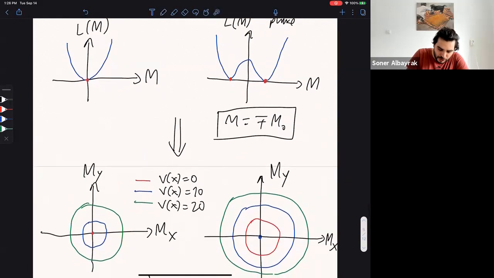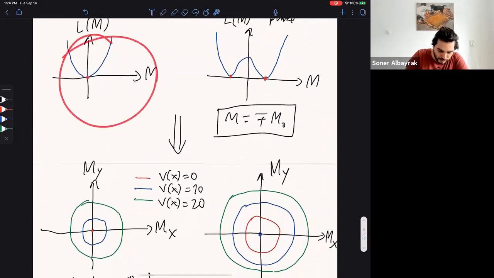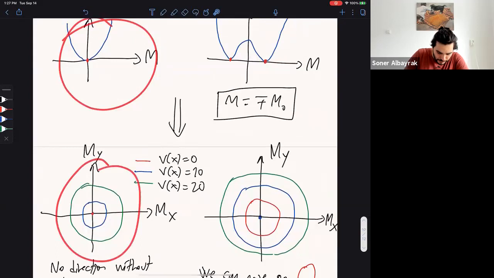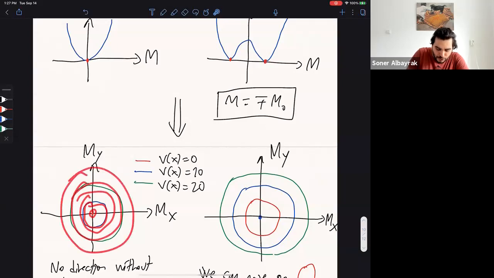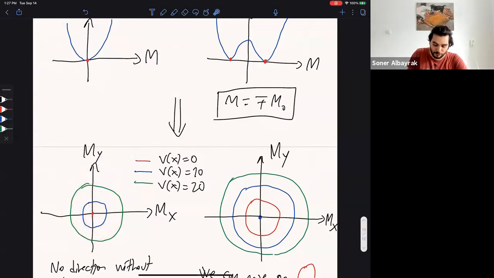Now for this potential, if we view it as a contour plot, there's the minima here, and there are a bunch of circles, right? Each circle corresponds to a different value for the potential, like 0, 10, 20, and so on. And this is the minima, and there is no way we can move. The minima is just a point. If we move, we change the potential. So there is a potential barrier.